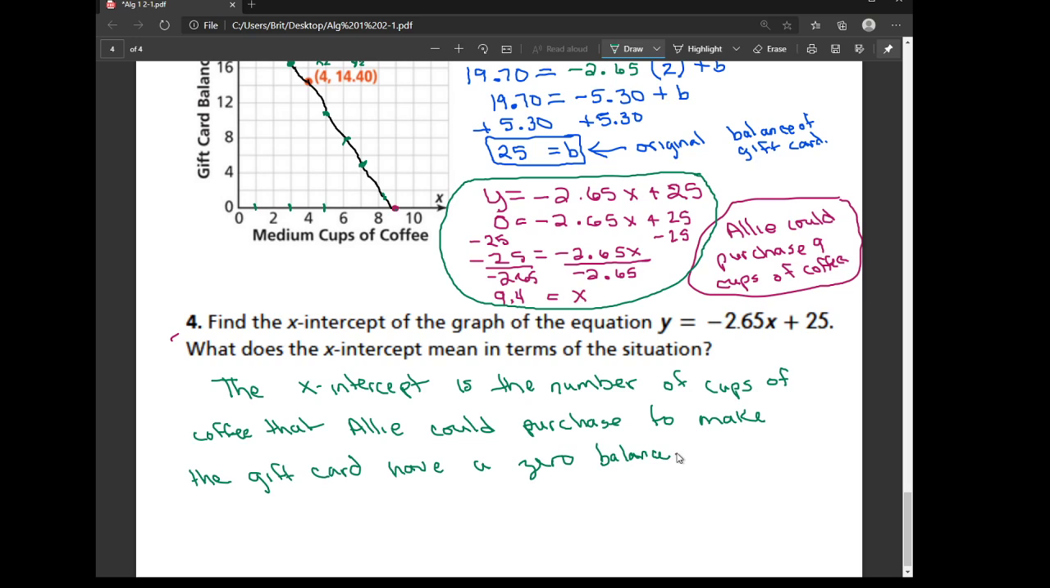Now in the real world, remember, you can't buy 0.4 of a cup of coffee. So Allie's going to need to find a way to use that 0.4 cup of coffee worth of money, maybe in tipping her barista, or I don't know, buying something from the bakery, something like that.